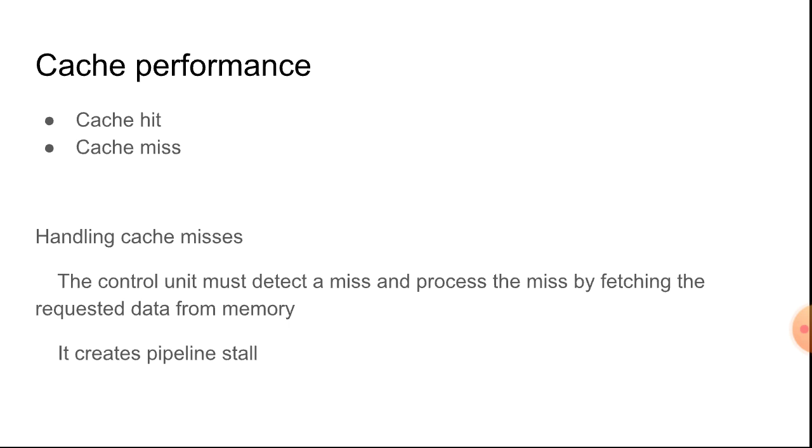Next one is handling cache misses. The control unit must detect a miss and process the miss by fetching the requested data from the memory. If the cache reports a hit, the computer continues using the data as if nothing happened. The cache miss handling is done in collaboration with the processor control unit and a separate control that initiates the memory access and refills the cache. It creates a pipeline stall.